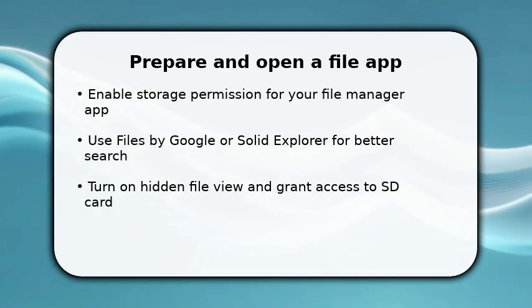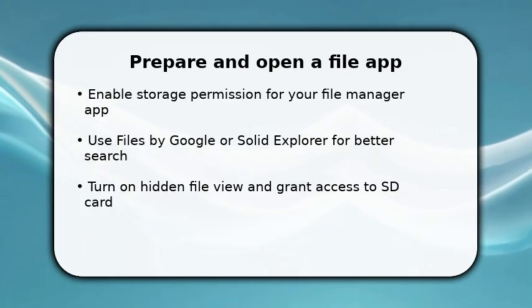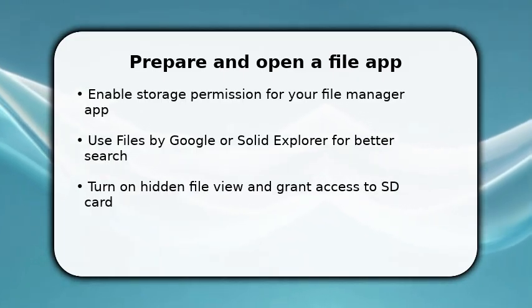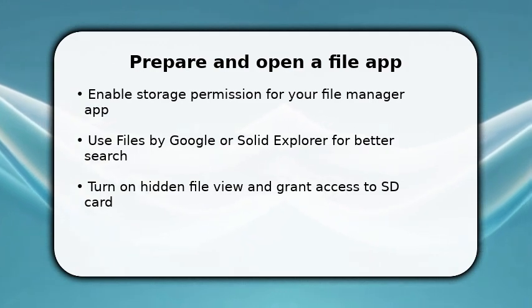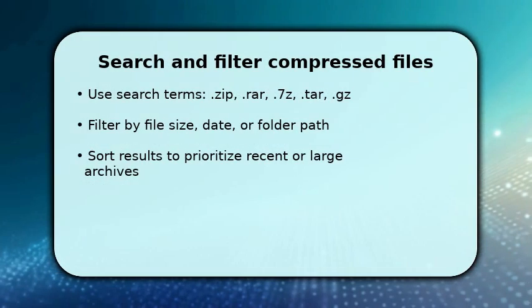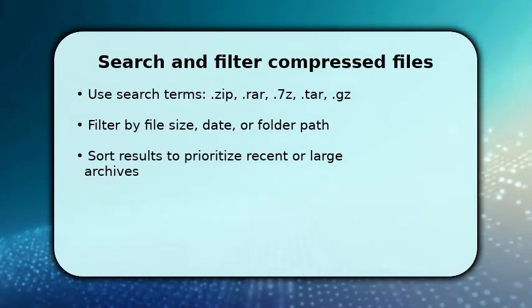Now navigate to primary storage or an SD mount and keep the app search bar ready. You'll use it immediately to locate compressed formats like zip and rar. You use the file manager's search and type extensions such as zip, rar, 7z, tar, or gz to find archives quickly.